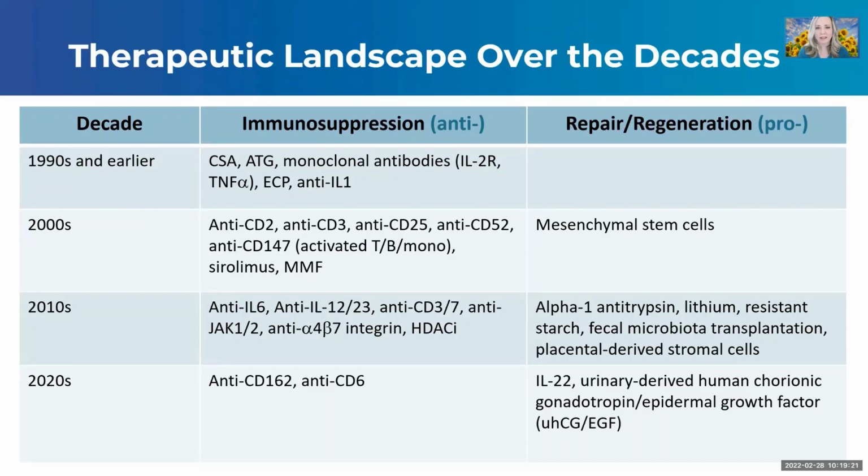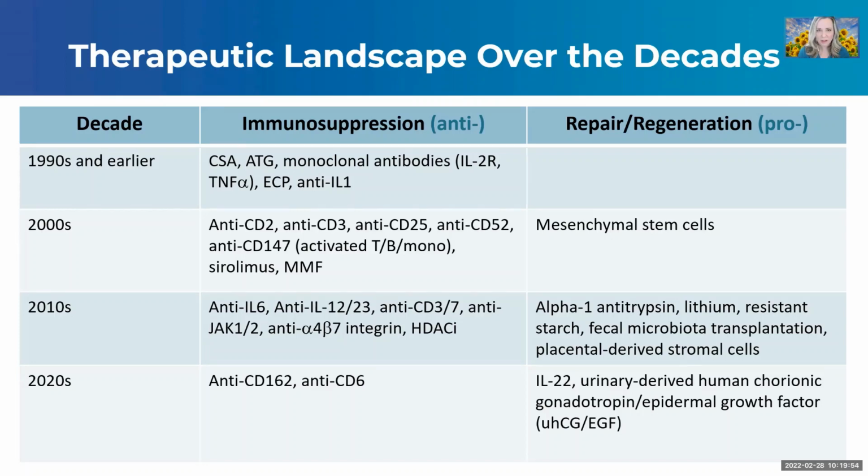The therapeutic landscape for steroid refractory acute GVHD has evolved over the decades to include more options focused on repair and regeneration. Starting in the 90s, we focused on broad immunosuppression with cyclosporin and ATG. Monoclonal antibodies against the IL-2 receptor and TNF-alpha were developed, for example. In the 2000s, we have additional targets for T cells, but then we start to see the entry of mesenchymal stem cells for repair and regeneration.